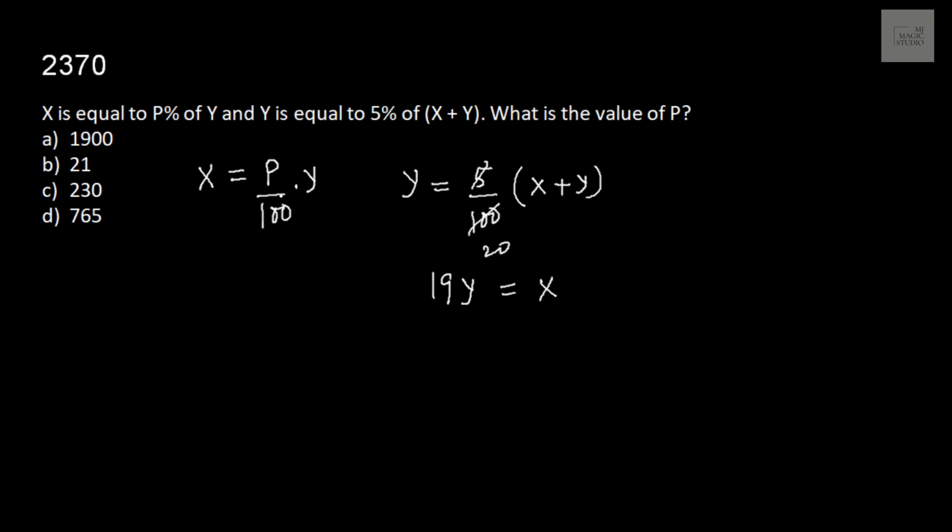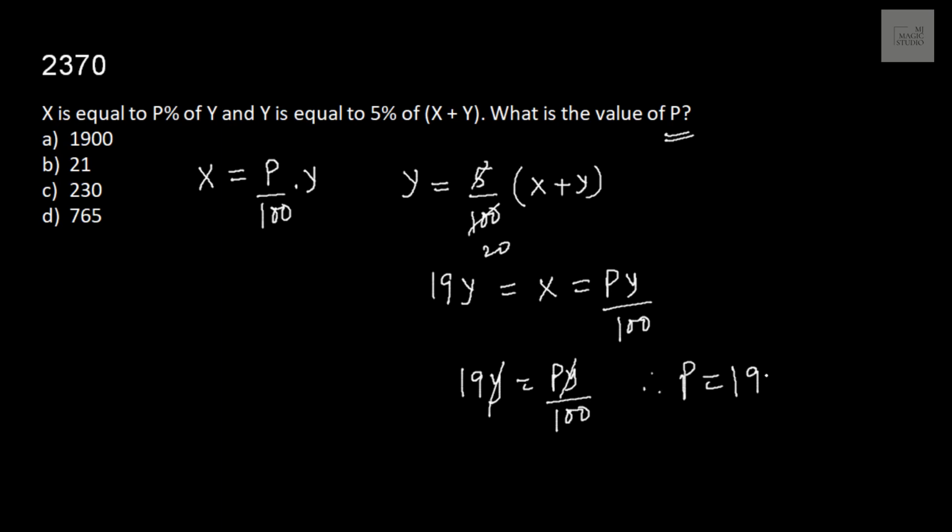And x is equal to py by 100. So this is what we have got. 19y is equal to py by 100. Now what is asked? What is the value of p? If I cancel y from these two ends, I'll get p equals 19 into 100, that is 1900. So value of p is 1900, that features in option A.